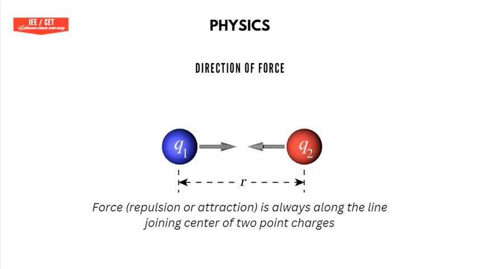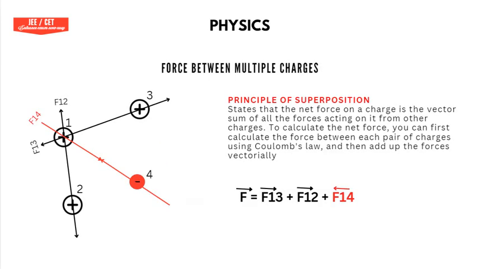When there are multiple charges, force between the charges can be calculated using the principle of superposition. In the diagram, there are 3 positive charges and 1 negative charge. To calculate the net force acting on the charge 1 due to charge 2, 3 and 4, we need to calculate force between charge 1 and 2, force between 1 and 3, and force between 1 and 4.